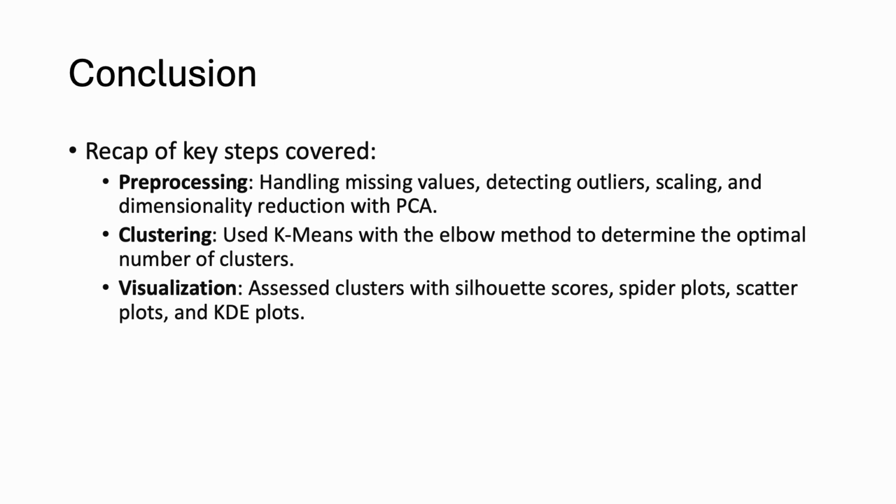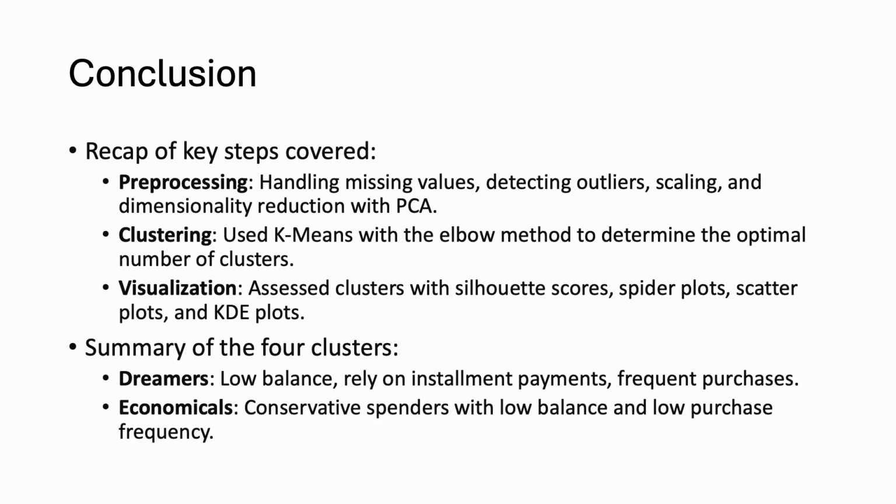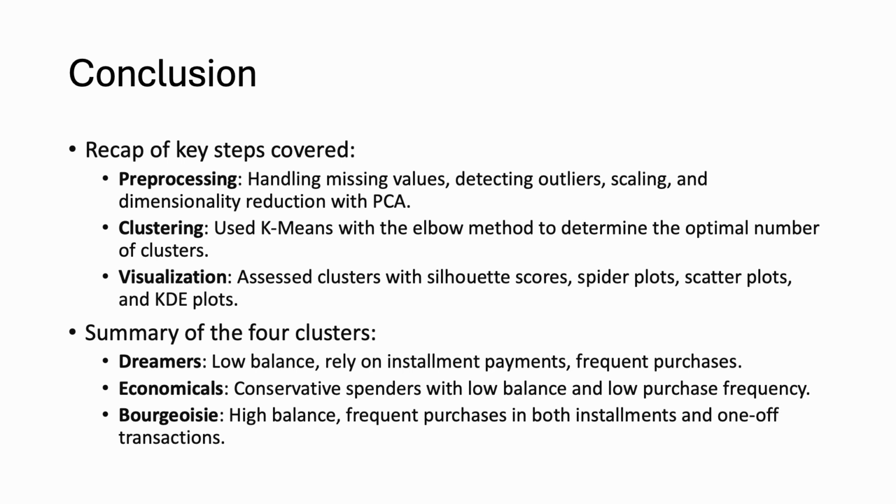We didn't stop there, though. We visualized and evaluated our model with metrics like the silhouette score and saw some cool spider plots, scatter plots, and KDE plots to help us better understand each cluster. And let's not forget our colorful cast of characters. We have the Dreamers, making big dreams happen on small budgets with their trusty installment purchases. Then there's the Economicals, keeping their wallets tightly zipped and pinching every penny. The Bourgeoisie are out there living their best lives, splurging with both one-off purchases and installments, because why not?